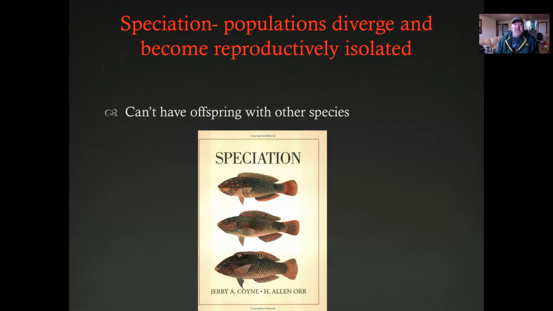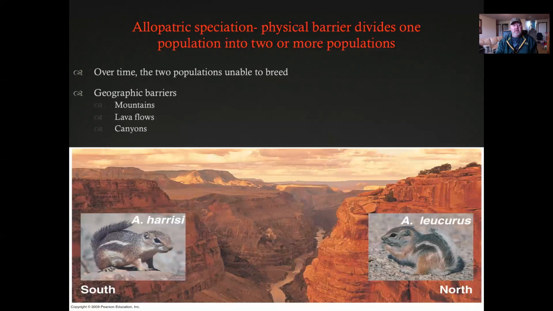Speciation happens when populations adapt to their environments so differently that all of a sudden it creates a whole new species. They can no longer have offspring with one another, and they become a new species. So there are some different types of speciation.